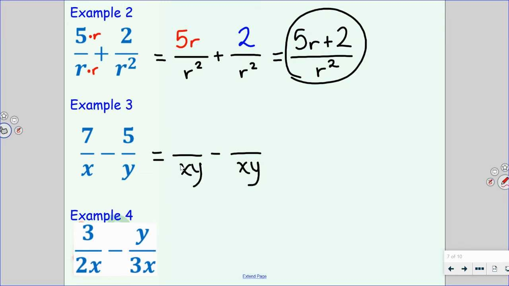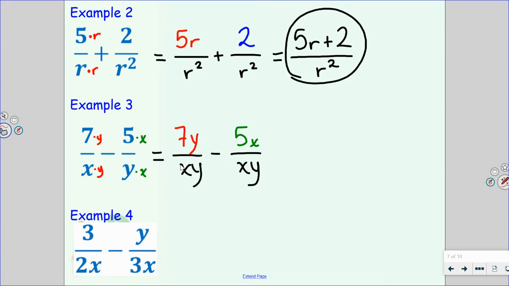So let's look at the first fraction. What would we have to multiply here to get that common denominator? Well, x times y would give us xy. So let's be fair to the numerator. Anything you do to the denominator, you must do to the numerator, which means now we have an equivalent fraction, 7y over xy. Now let's do the same thing for the second fraction. What could we multiply here to get xy? Mr. Callan, that would be x. So let's be fair to the numerator. And we could say that 5 over y is equivalent to 5x over xy.